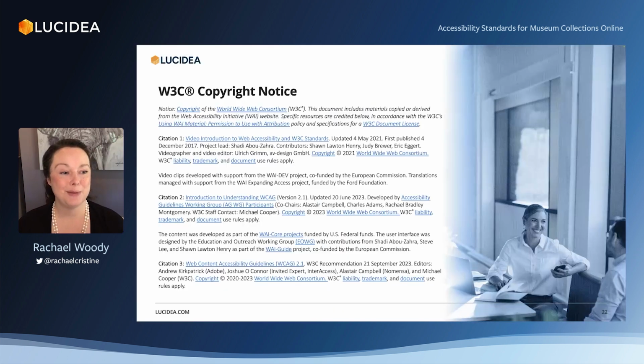And then for W3C, the international standard that they've created, much of their content is very freely available online. All of the different requirements that we went through and how they might apply to collections online originated, of course, from their Web Accessibility Initiative and the standards that they've created. The citations for them are listed here, and there are so many resources there, including some educational webinars. So I recommend you go check those out.